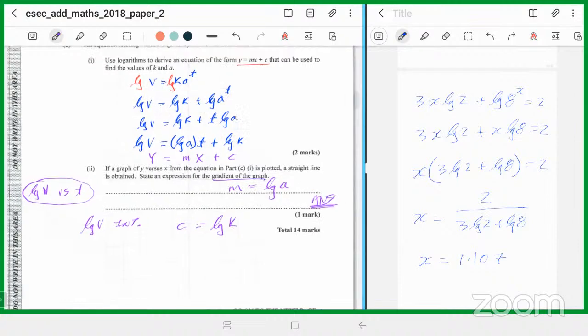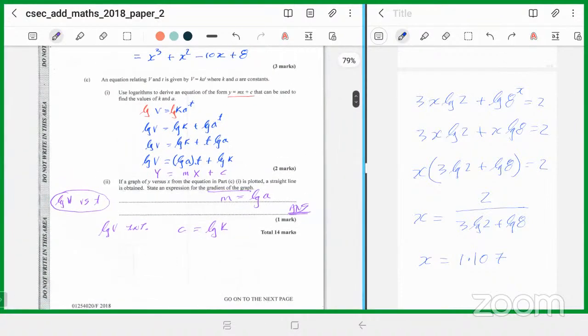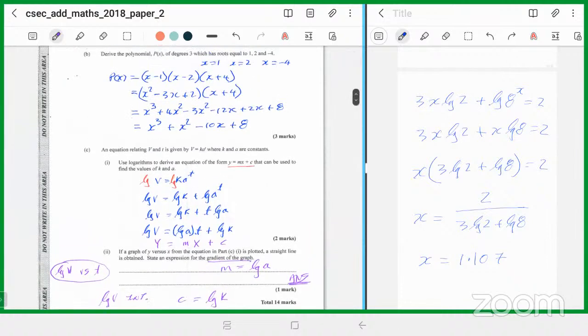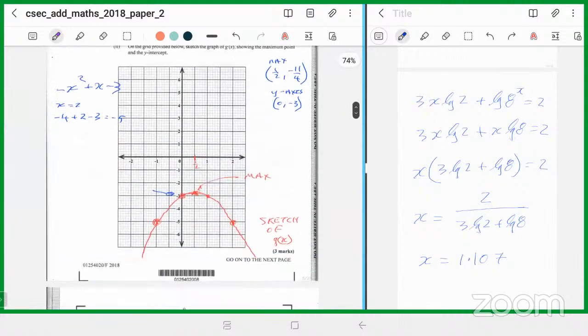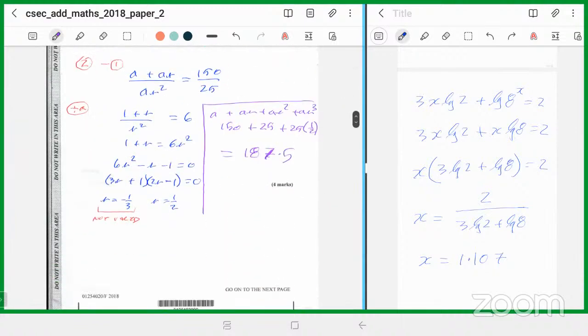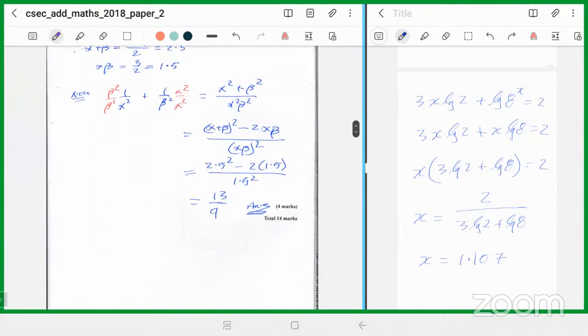So that is reduction of an equation to a linear form. Call it linear reduction. And that comes under the logs part of the syllabus. So that finishes that on 2018. That's the extent of it on 2018.